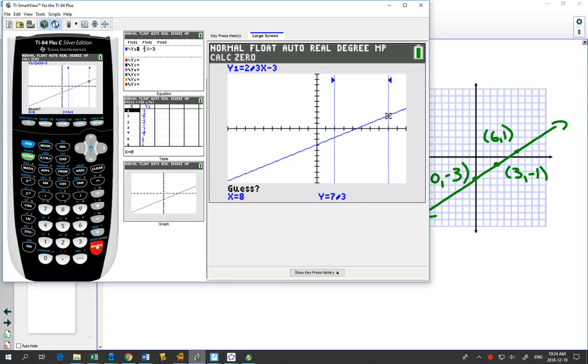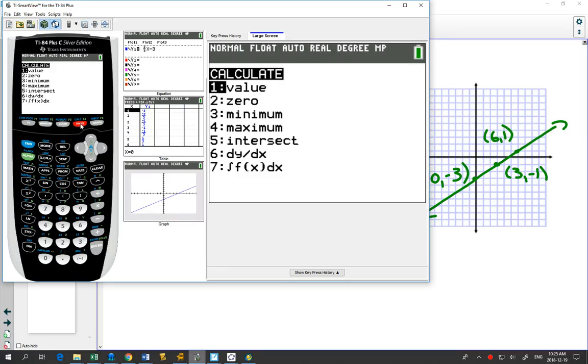I think it's going to be there. I don't know why it says guess. But you have to push enter one more time after you theoretically have guessed. And it will find your x-intercept for you. When x is 4.5, y is 0. So that is very nice.